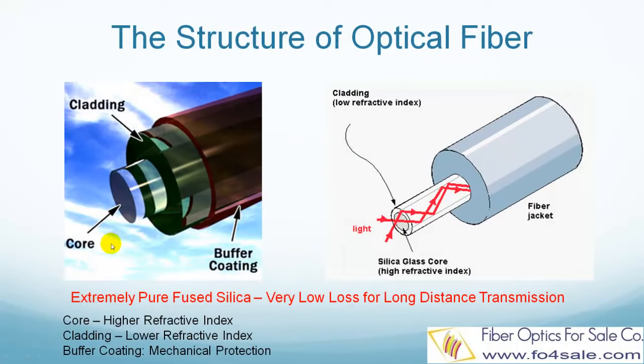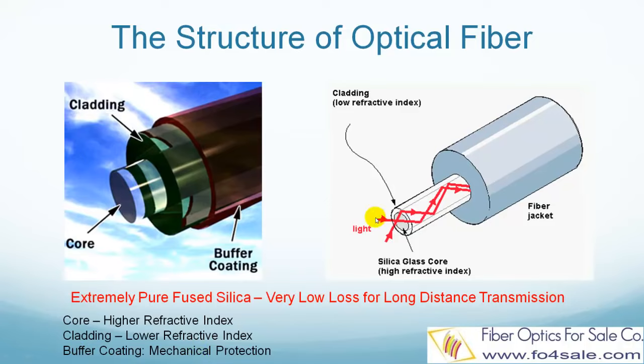Now let's see what a glass fiber is composed of. A glass fiber has a cylindrical structure and is composed of 3 layers. At the center is a core. Core has higher refractive index. Outside of core is the cladding layer. Cladding layer has lower refractive index than the core. The third layer is a plastic buffer coating. This buffer coating layer doesn't affect the fiber's optical performance. It is there for mechanical protection only.